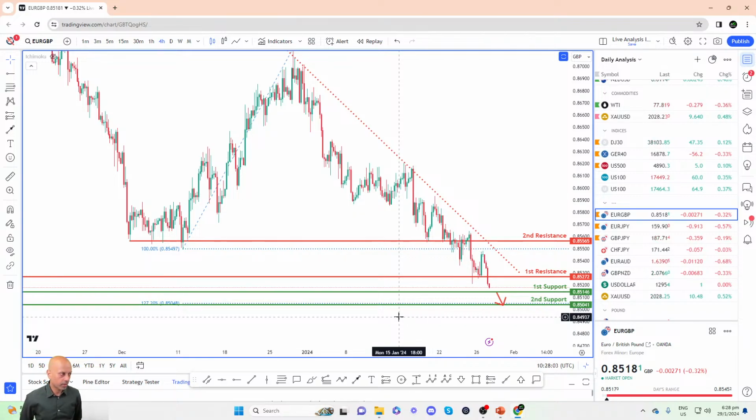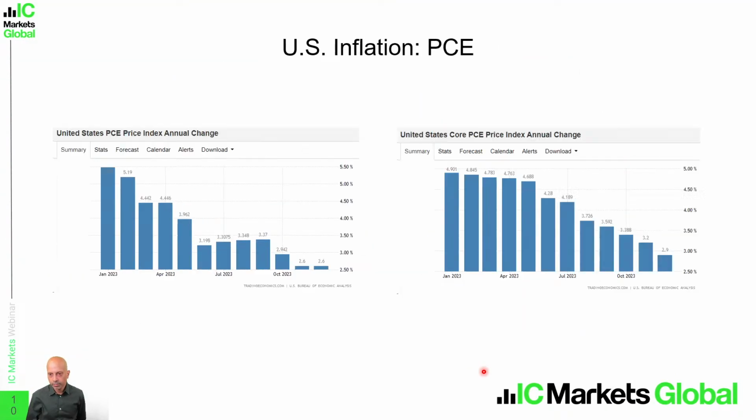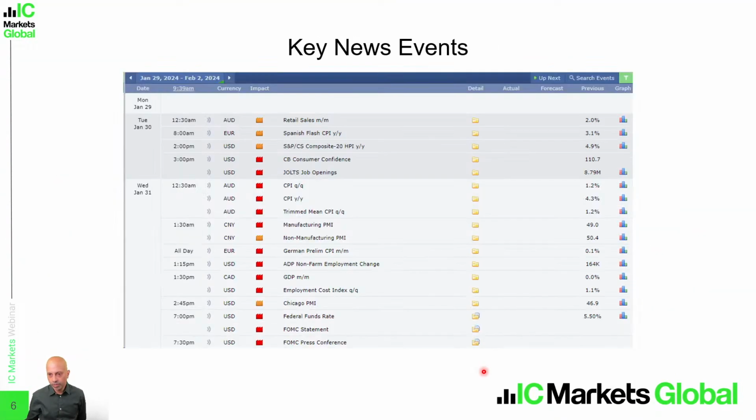Do take note, we've got two major central banks coming up this week. We've got the Federal Reserve on January 31st. I'm on GMT time. Do take note, the FOMC statement drops at 7 p.m. GMT time, followed by Chairman Jerome Powell delivering his press conference at 7:30 p.m.